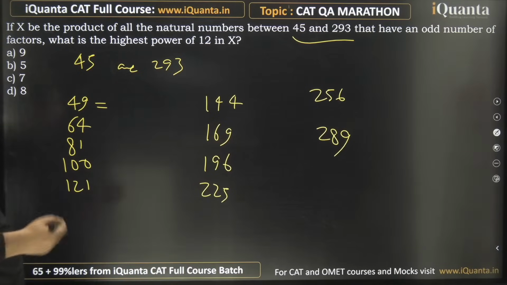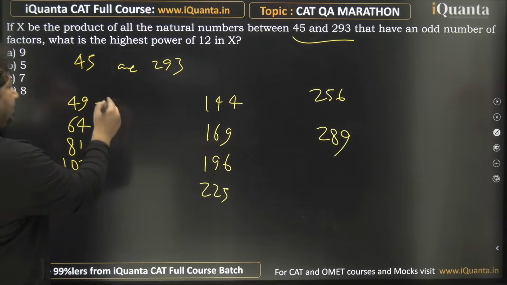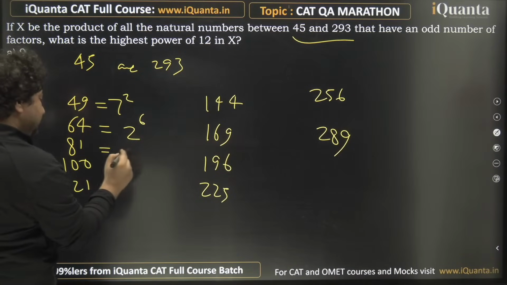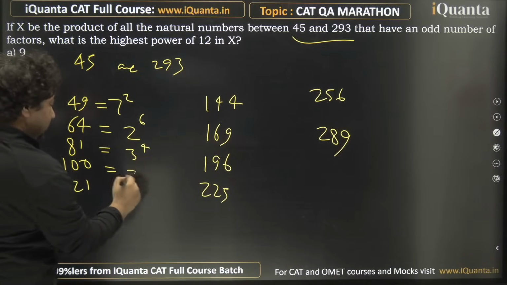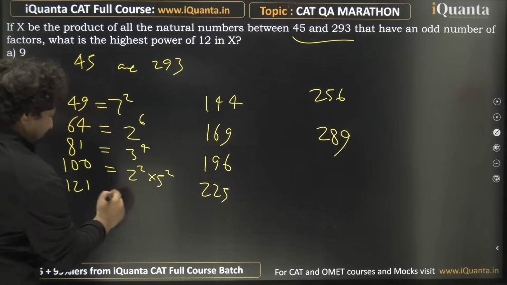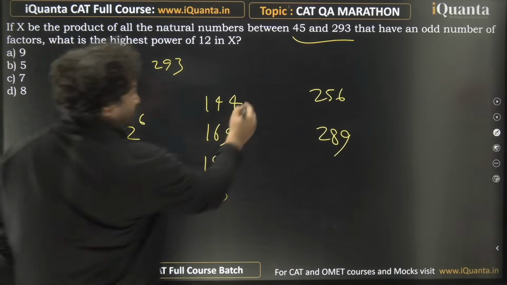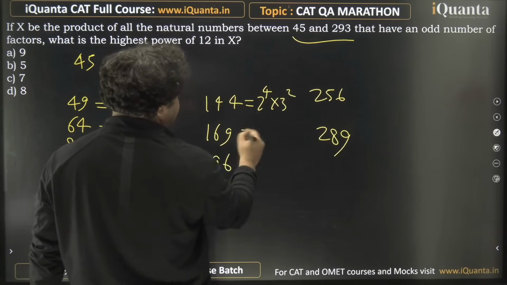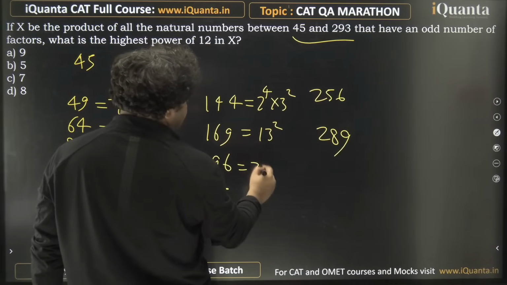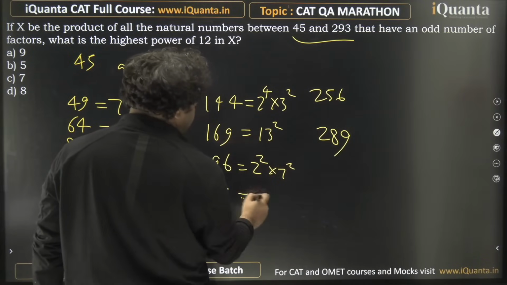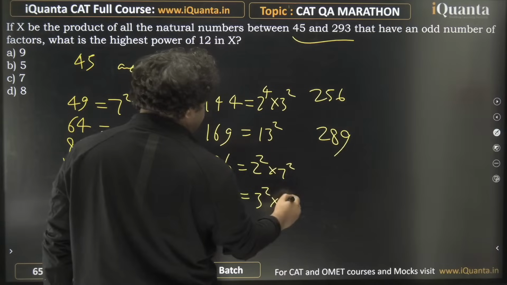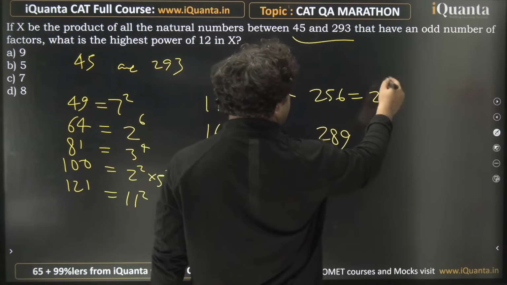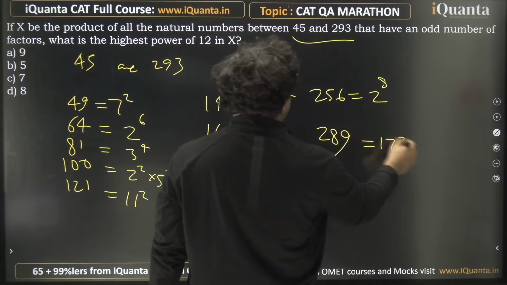Let us try to write the prime factorized form. 7 square, this will be 2 to the power 6, this is 3 to the power 4, this is 2 square into 5 square, right? This is 11 square, this is 2 to the power 4 into 3 square, this is 13 square, this is 2 square into 7 square, this one is 15, 3 square into 5 square, right? This one is 2 to the power 8, this is 17 square. So I have factorized it all.